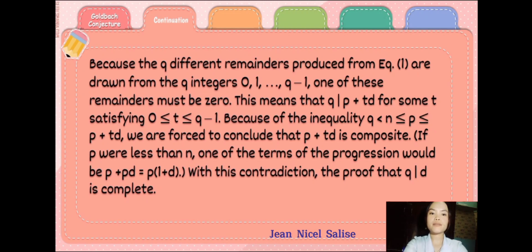Because of the inequality q < n ≤ p ≤ p + td, we are forced to conclude that p + td is composite. So if p were less than n, one of the terms of the progression would be p + pd = p(1 + d). With this contradiction, the proof that q divides d is complete.